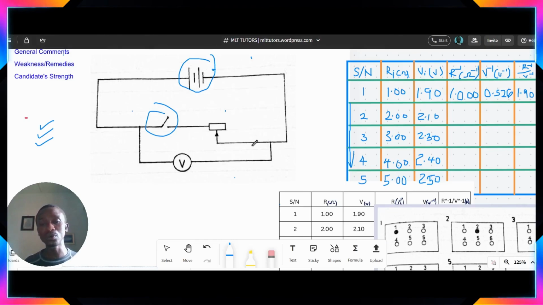Then also, apart from that, you can ensure tight connection. I would ensure that I have tight connection at the terminals to allow free flow of current. And you can also avoid parallax error on the voltmeter when you are taking your readings. Okay, so that's that about the precaution.